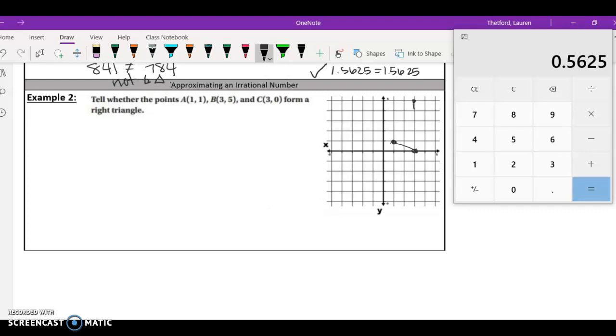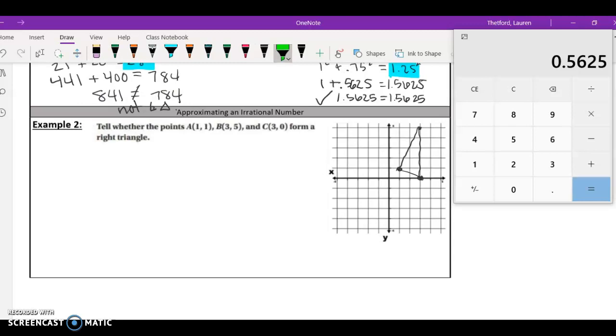So we are trying to see if this is a right triangle. First we need to find the distance between each point. From here to here, we have 5 as our distance because we can actually count those. Now we need to figure out the distance on this side, and we are going to use this right triangle to figure that out.